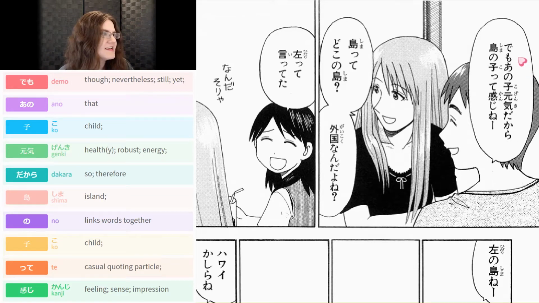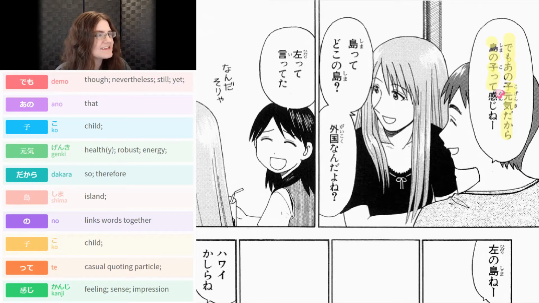So mom here says, でも、あの子元気だから、Shimaの子って感じね. So demo is but, and then ano is that, ko is child. So but that kid, genki is energy, vitality. She's a very high energy child. And then dakara, therefore. Shima is an island, and then no just links that to ko, which is again child. So an island child, a child from an island.